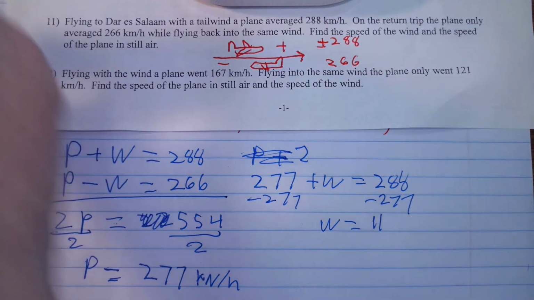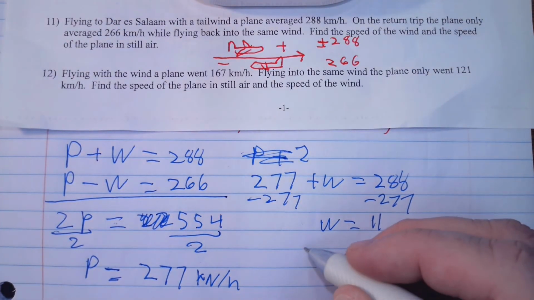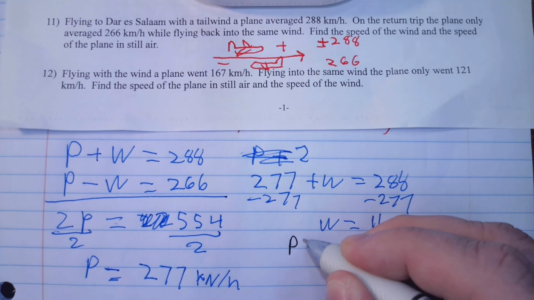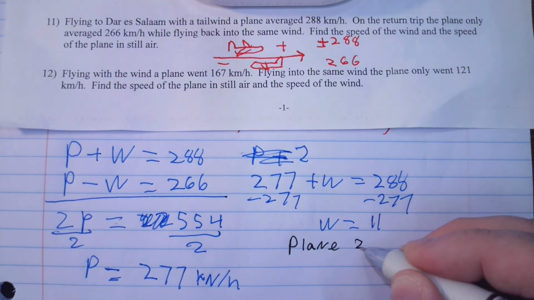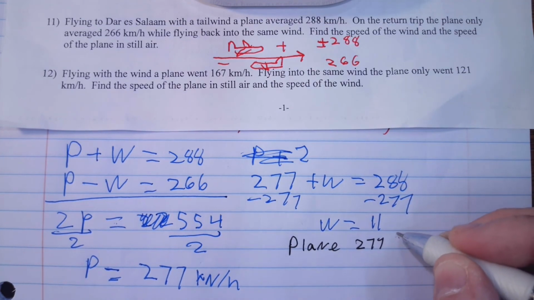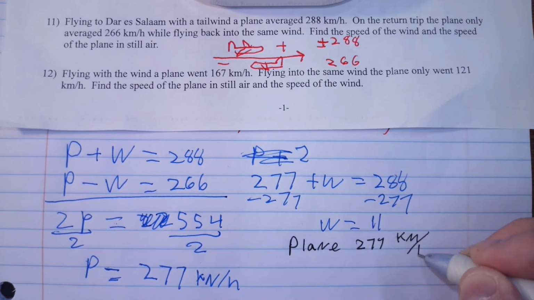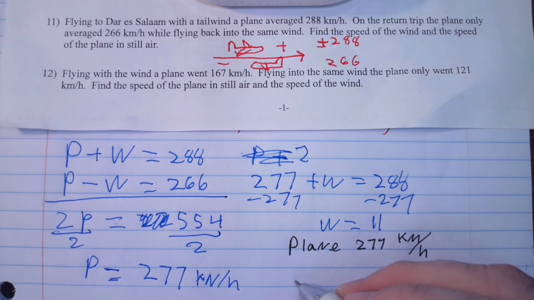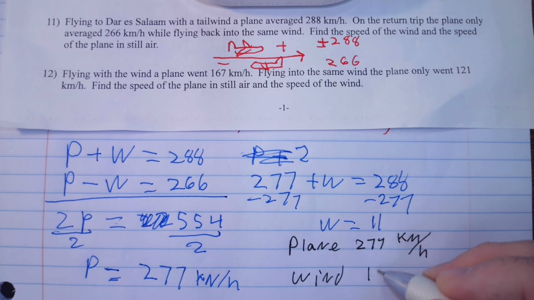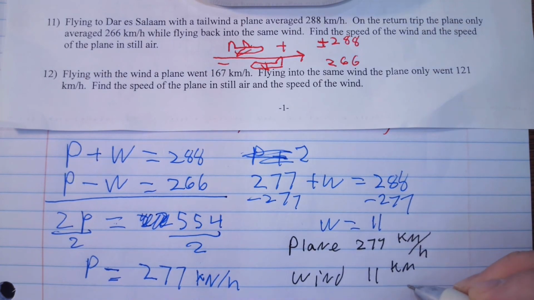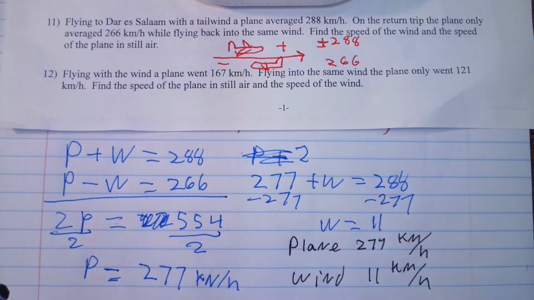So when you do your final answer, you need to make sure you go ahead and do this. Just go ahead and write it. Plane, 277 kilometers an hour. And you'll have to do this on the test, and you're going to have to write wind, 11 kilometers an hour. Okay, I'm going to go ahead and let you finish some more, and we'll get all the way done, and then we will do this again. And if we have extra time, of course, we're going to move on.